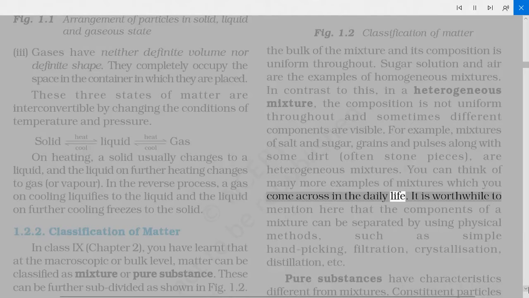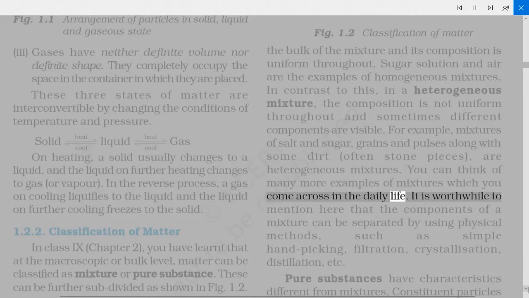Pure substances have characteristics different from mixtures. Constituent particles of pure substances have fixed composition. Copper, silver, gold, water and glucose are some examples of pure substances. Glucose contains carbon, hydrogen and oxygen in a fixed ratio and its particles are of the same composition. Hence, like all other pure substances, glucose has a fixed composition. Also, its constituents, carbon, hydrogen and oxygen, cannot be separated by simple physical methods. Pure substances can further be classified into elements and compounds.